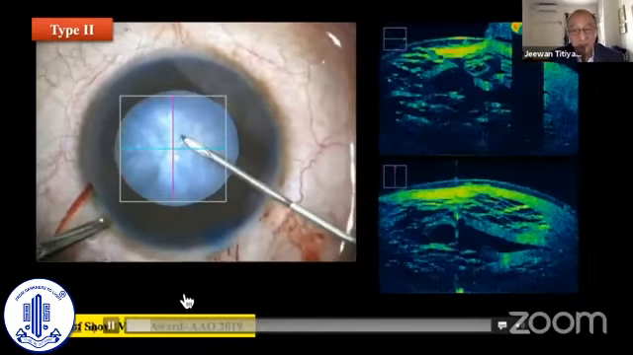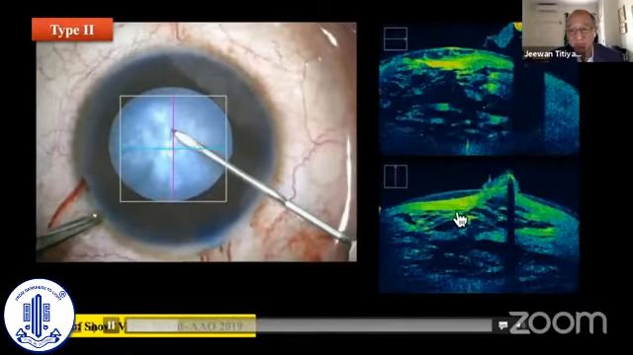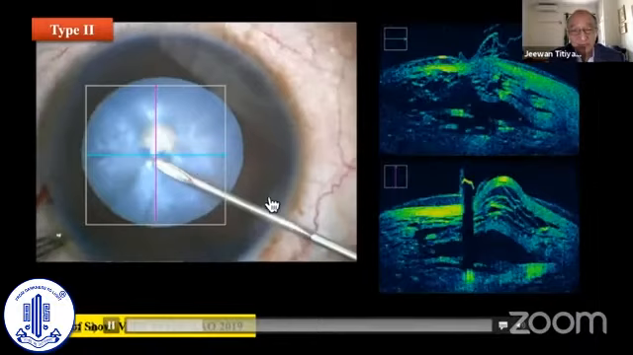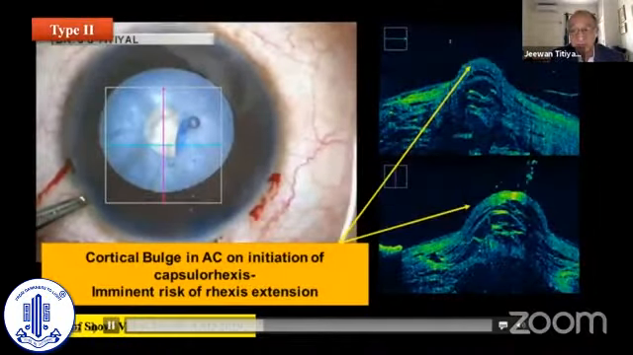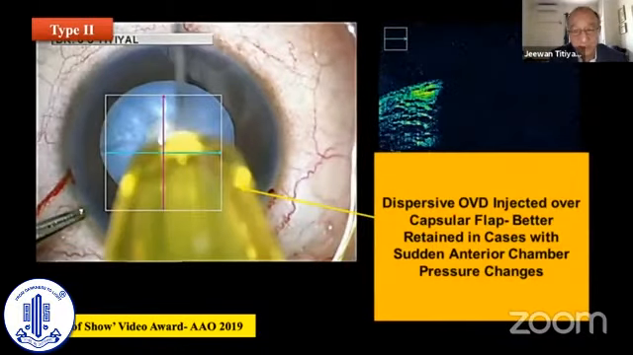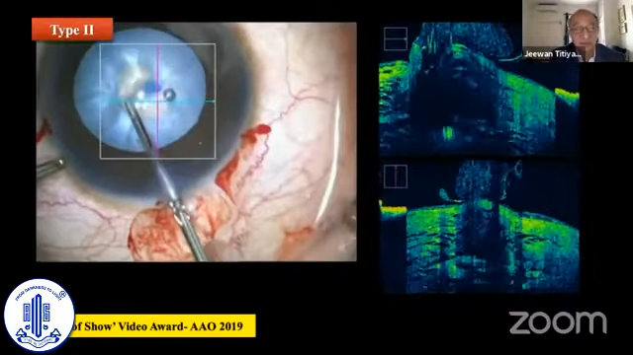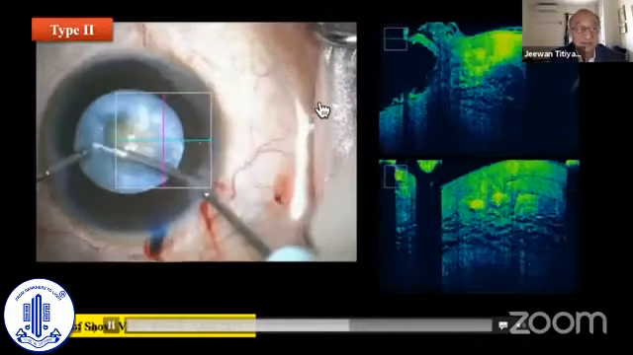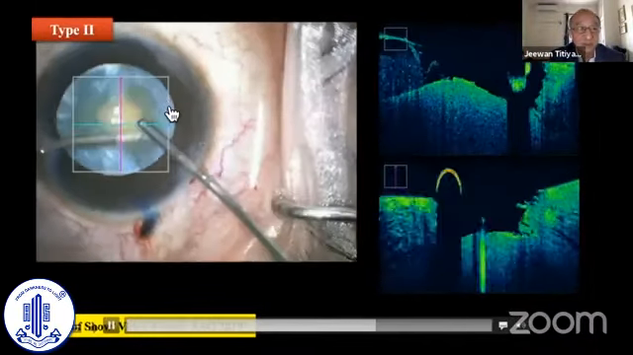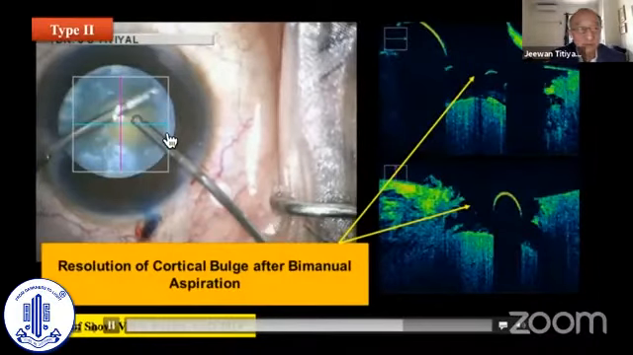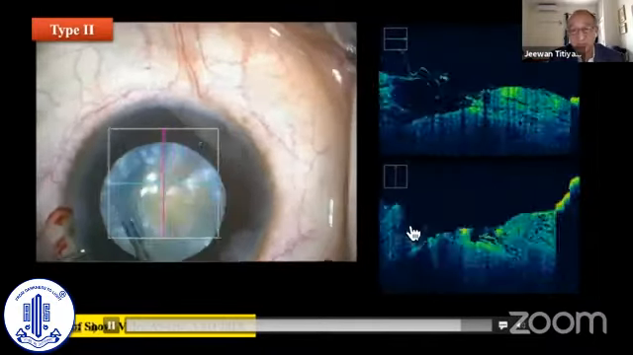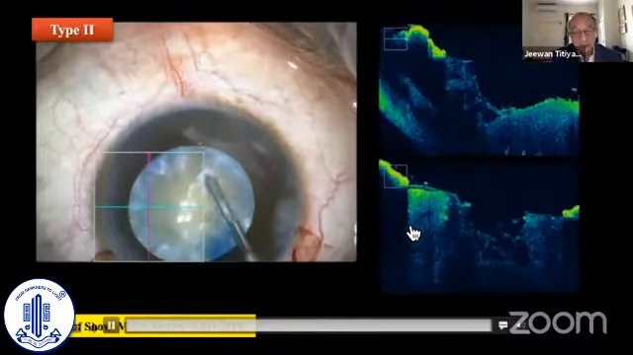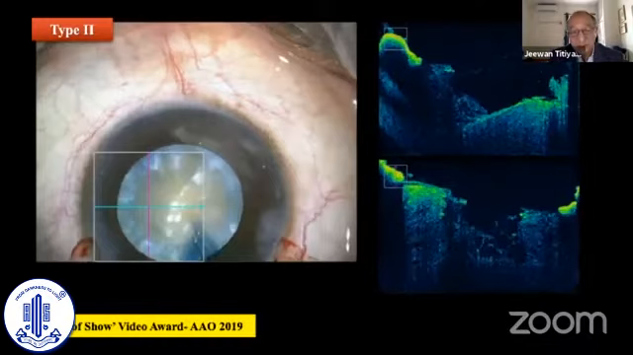If you see this video here, you have clefts here and thick sheets. As soon as you make an initiation, the entire cortex bulges out like a hill or a mountain, causing pressure to the periphery of the capsule. There is a high chance that the capsular tear can go to the periphery. In such cases, we make a small opening, keeping the Viscoat or a dispersive viscoelastic in the periphery. Once we remove the cortical hydration, you can see its flattening and subsequent access becomes simpler. In these cases, because you have a thick sheet of cortex, needle aspiration may not work.